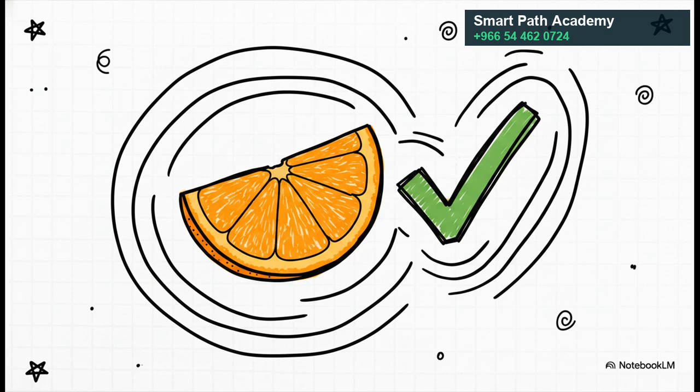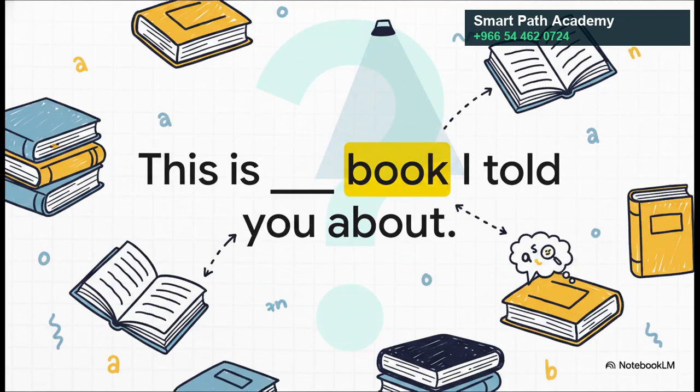If you chose an, fantastic job. You remembered that orange starts with a really clear open O vowel sound, so we need an to make the whole phrase sound perfectly connected. Ready for challenge number 2. This is blank book I told you about. Are we going with a or the here?